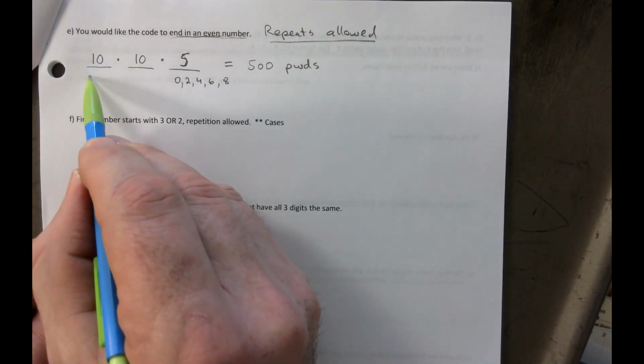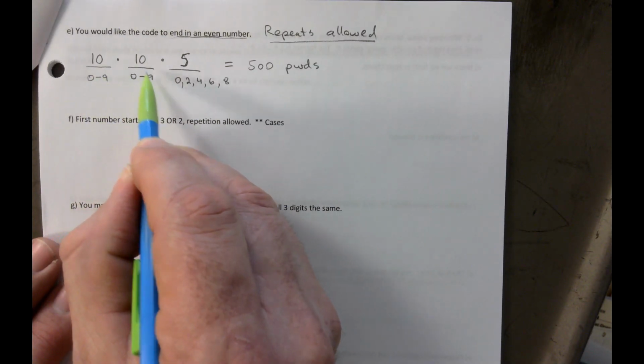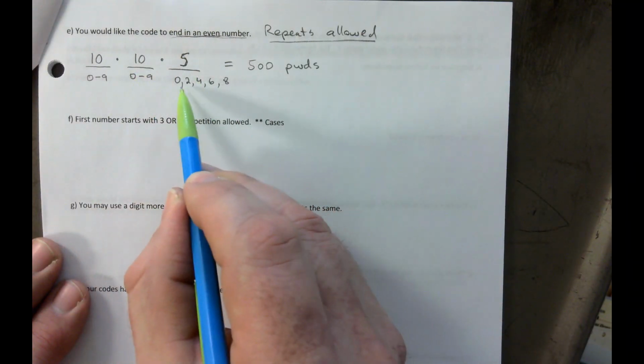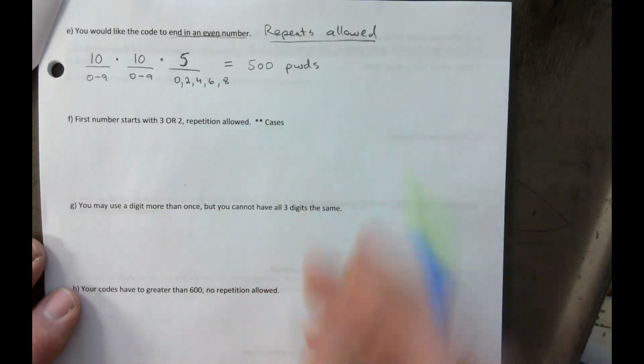I'm just going to add this for you here. You have 0 to 9 here. You have 0 to 9 to fill in here. But here you only have these 5 options.